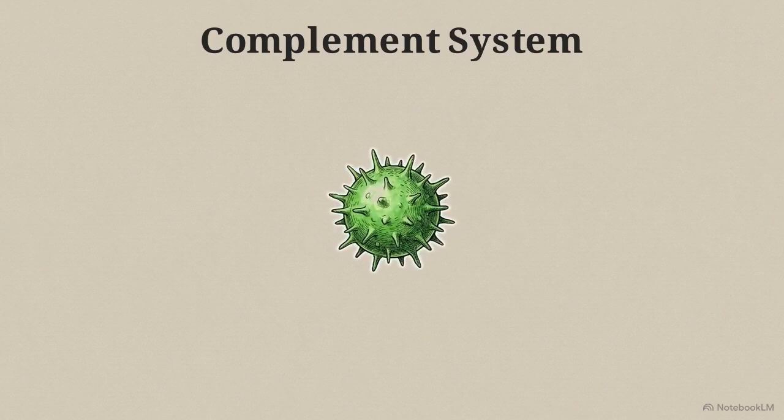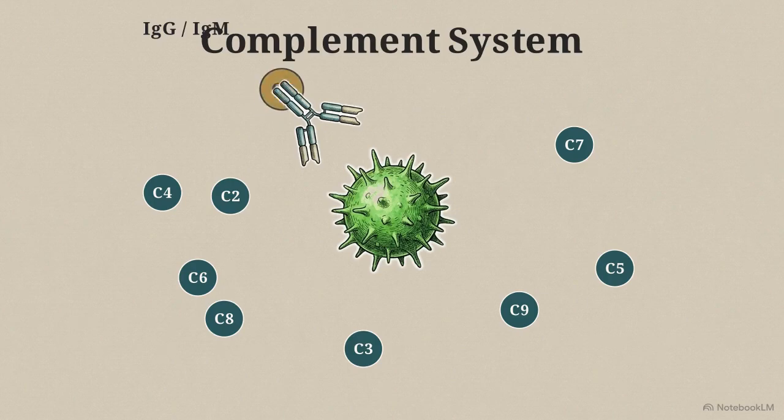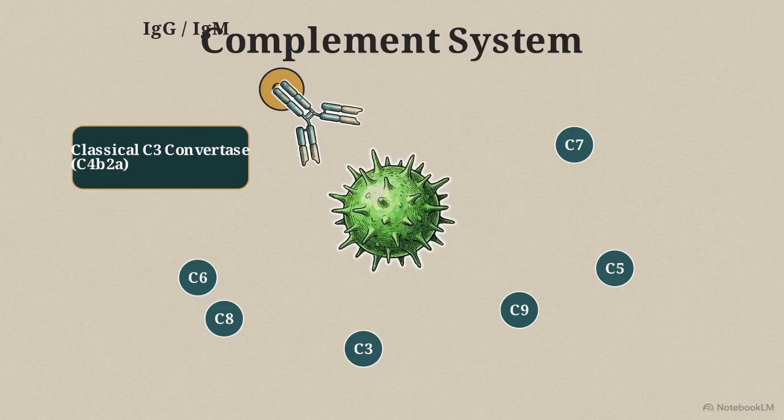Now let's examine the plasma-derived engine, the complement system. This flowchart tracks a sequence of proteins, labeled C1 through C9, that float inactive in your blood plasma, waiting for a target pathogen. The classical pathway is triggered when an antibody, specifically IgG or IgM, binds to an antigen on the pathogen surface. This mechanical link activates the first protein, C1. Once activated, C1 cleaves proteins C2 and C4, combining their fragments to construct the classical C3 convertase.